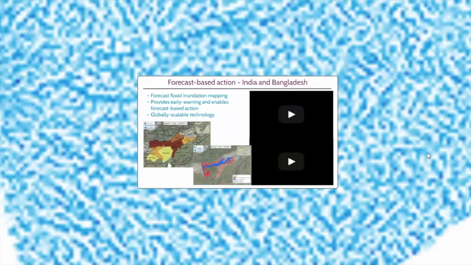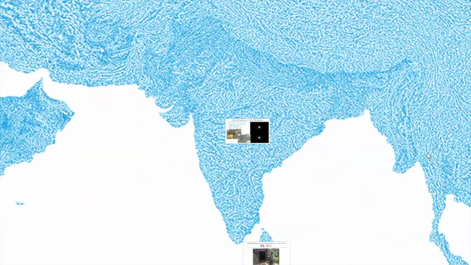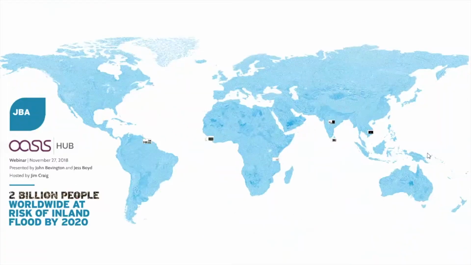So Jess and I have given you a very brief insight into a number of areas of JBA's expertise, of our data, of our models, of our software, and how we're trying to support a range of risk and emergency management activities around the world.